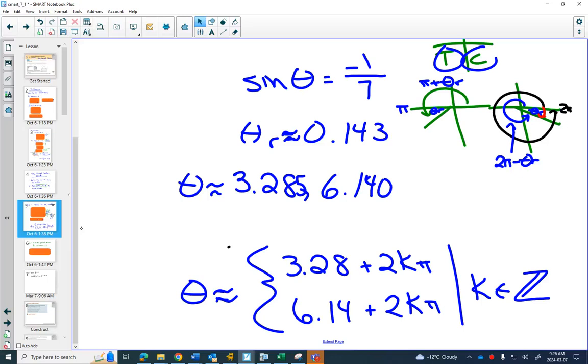For the last part, are we supposed to keep it to 3 decimals? Yes. Okay. Everything has to be 3 decimal places. Thank you for noticing. Perfect.